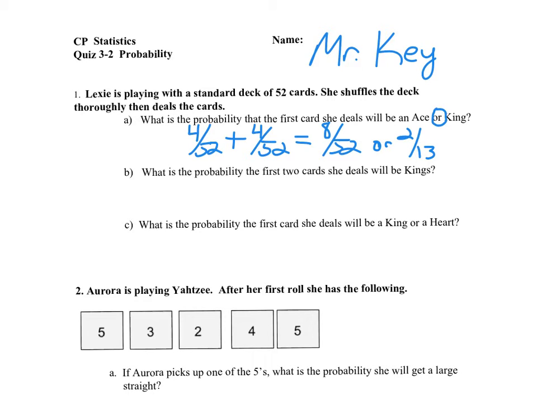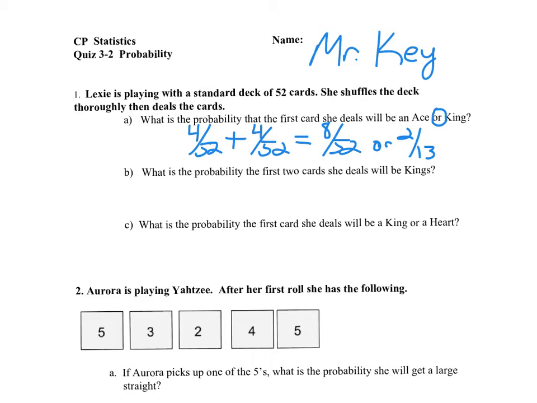2/13 also might make sense to you as well if you consider that 13 is 1/4 of the deck of cards, and that might represent a suit since there are 4 suits. And out of an entire suit, which would be 13 cards, 2 of those are represented as an ace and king. So 2 out of 13 makes intuitive sense as well. Okay, let's go on to the next one.